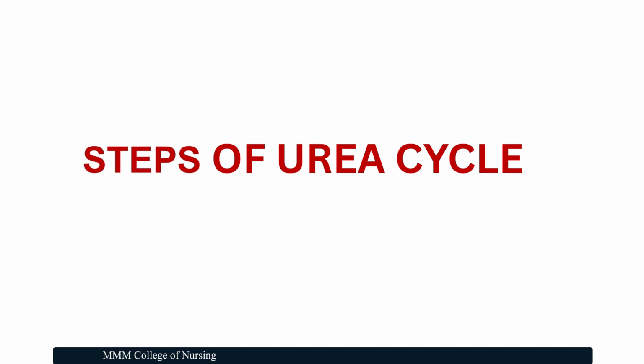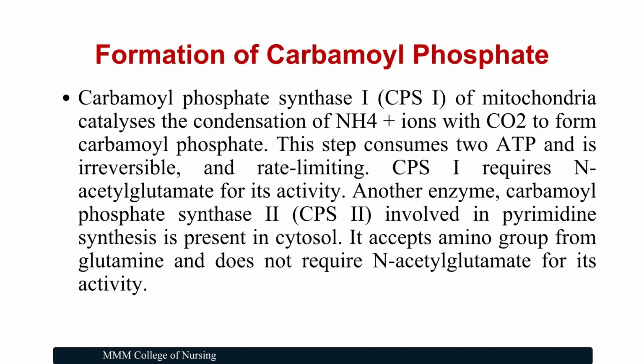Now we are going to see the most important 5 steps of the urea cycle. Each step involves a specific enzyme and each enzyme converts one molecule into another. Let us go through them one by one carefully and clearly. Step 1 is formation of carbamyl phosphate, which occurs in the mitochondria.